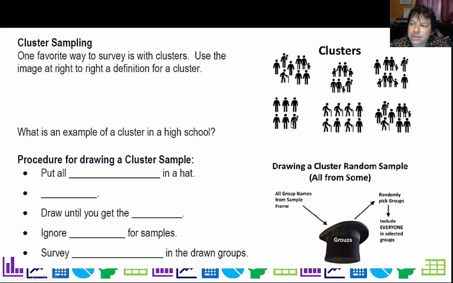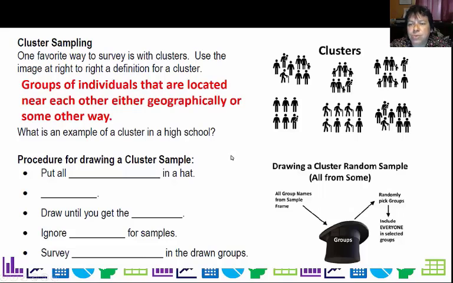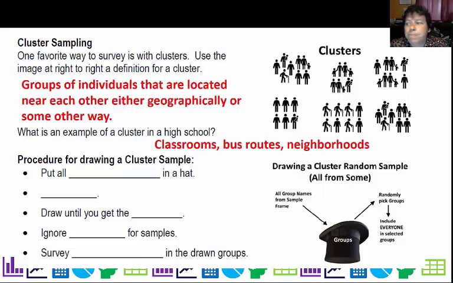Now, this one looks like everybody has something in common. You could almost say these people have something in common, but there's a mix really. So clusters are really just groups of individuals that are located near each other geographically or in some other way. Maybe it's a texting group or some other type of cluster where they're all together in some spot. So what's an example of a cluster in a high school? It would be a classroom, a bus route, everybody together on the bus, neighborhoods, anytime you have groups put together.